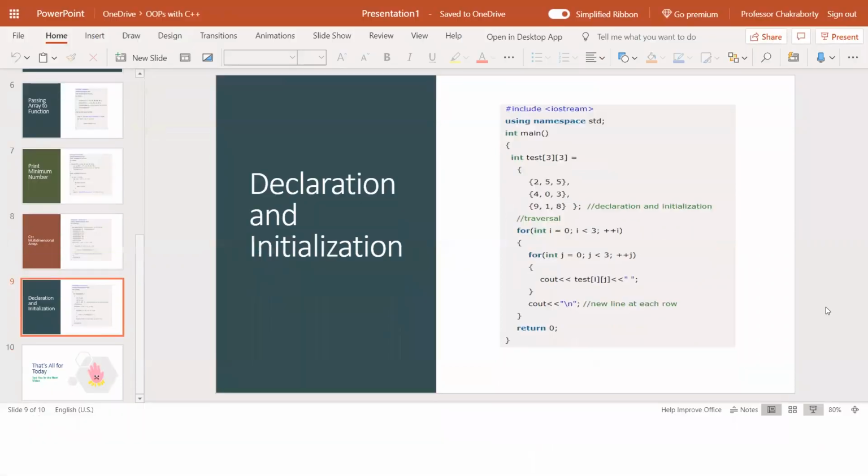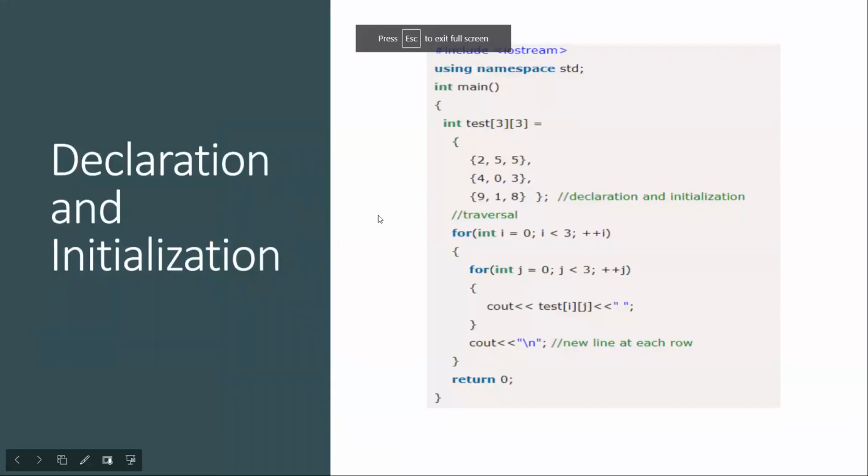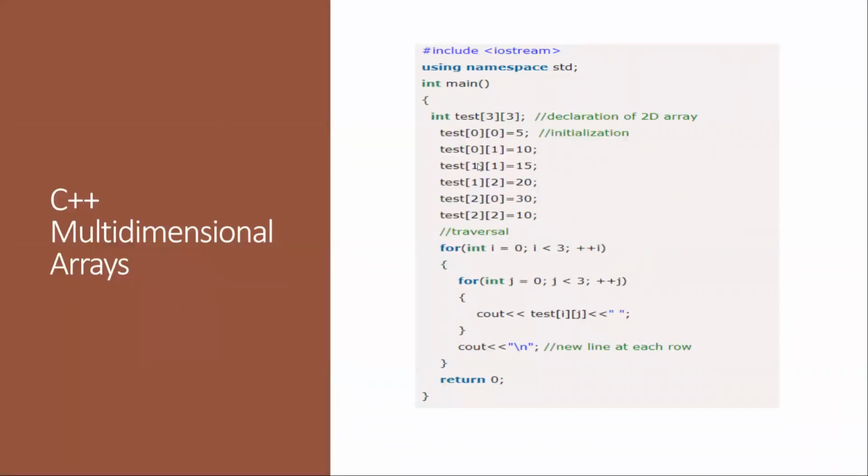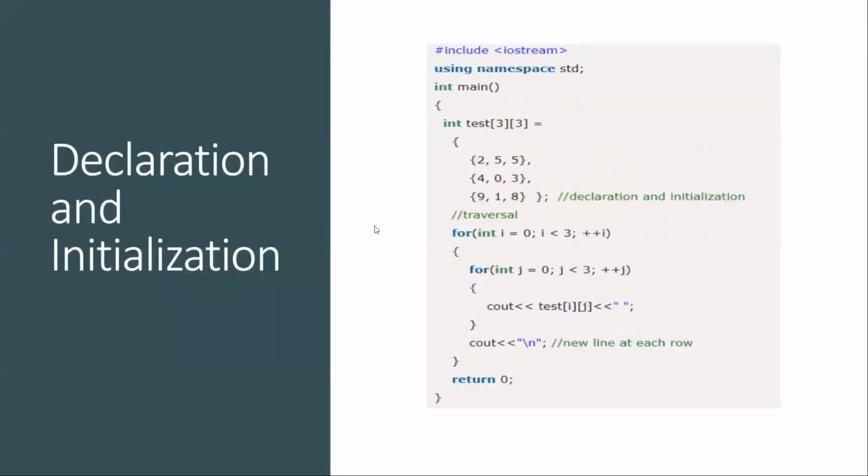Next one is declaration as well as initialization. In that previous example, some of the indexes have been initialized separately, but at a time we can simultaneously declare as well as initialize a two-dimensional array, just like we did in the single dimensional array.